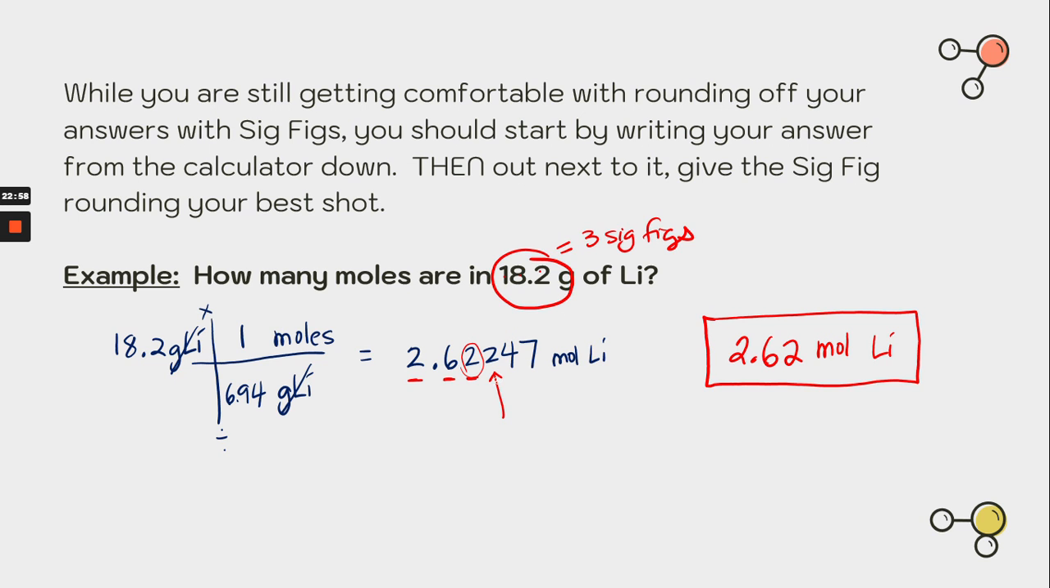Notice I only look at rounding with just the very next number. I don't worry about this 7. I don't worry about this 4. Right? I just worry about what am I going to keep and look at its neighbor. And that's it. Okay. So this is our big new thing for today, converting between grams and moles. And then we are revisiting how to round our numbers off with the proper number of significant figures.